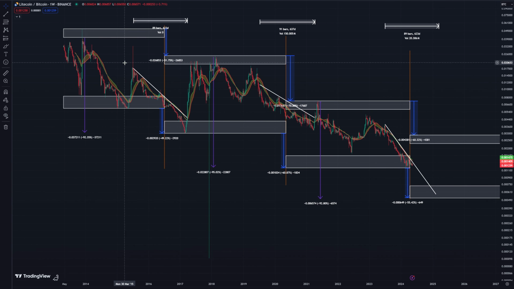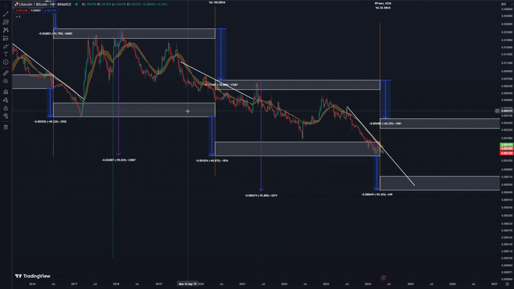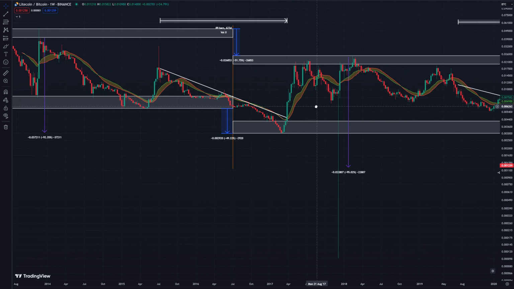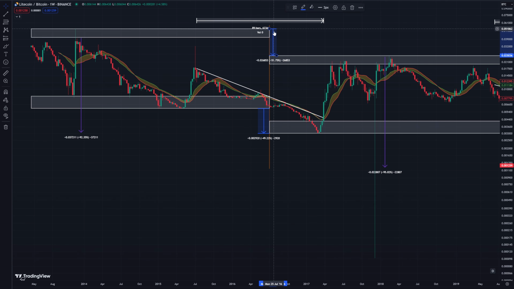Litecoin's all-time high against Bitcoin was in November of 2013. It's been over 10 years since Litecoin has even come close to visiting its all-time high. And just to reinforce this, every cycle, our highs and our lows have decreased by at least 50%. From first cycle into second cycle, these highs were 50% lower than these highs, and these lows were 50% lower than these lows. And again, the story repeats itself.